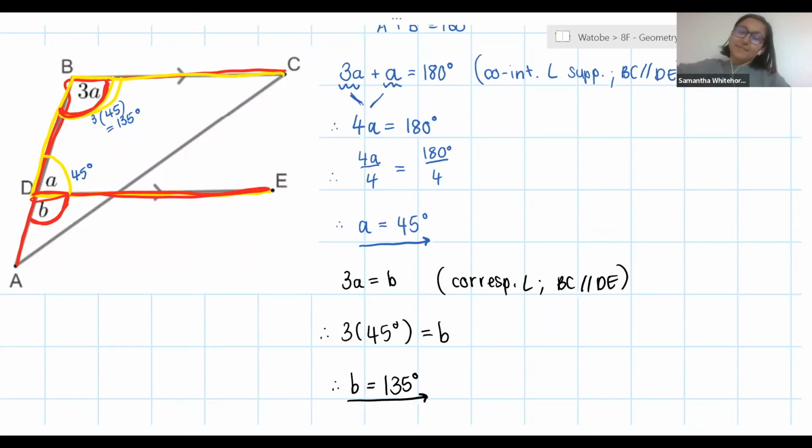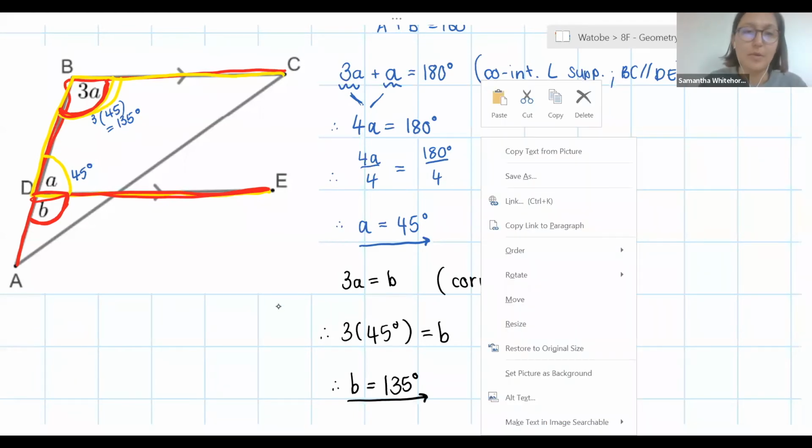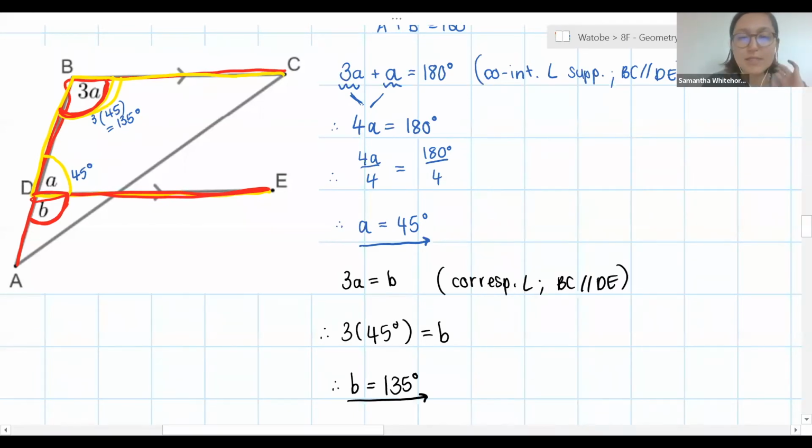What does the SUP stand for? Supplementary. So it means that they add up to 180 degrees. You don't have to put the SUP in if you don't want to. It just means they add up to 180.